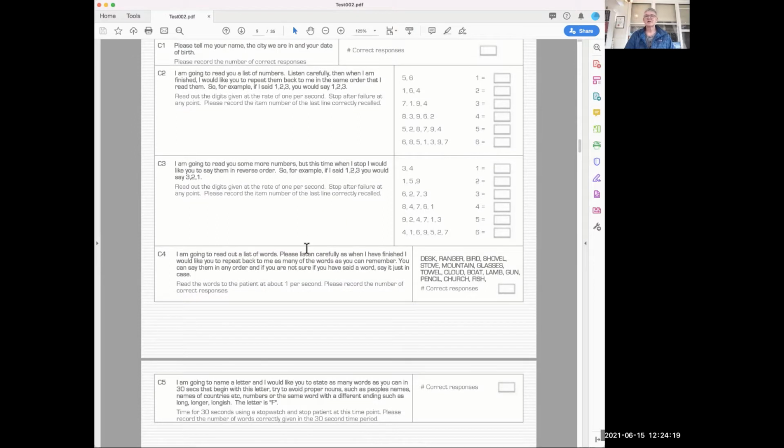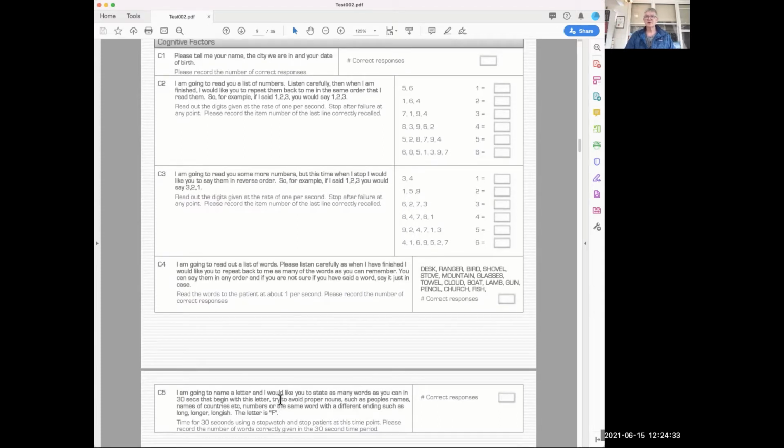The fourth question is where we read a list of words, and they have to recall as many of those words as possible. The final question is about word generation. We give them a letter, and they have to use that as the first letter of the word. And they have to generate as many words as possible in the 30-second time period. So just a heads up, you're going to need to have a stopwatch or a timer, for example, on your phone to conduct the last test.